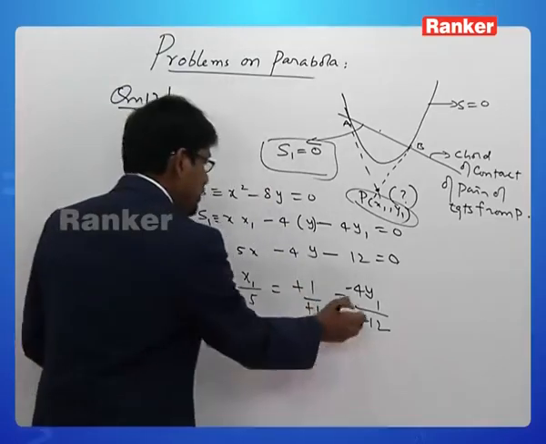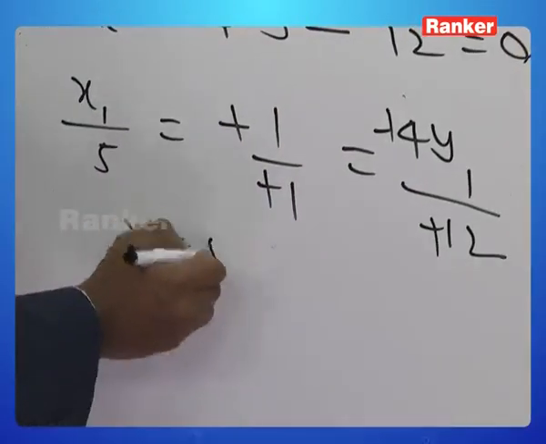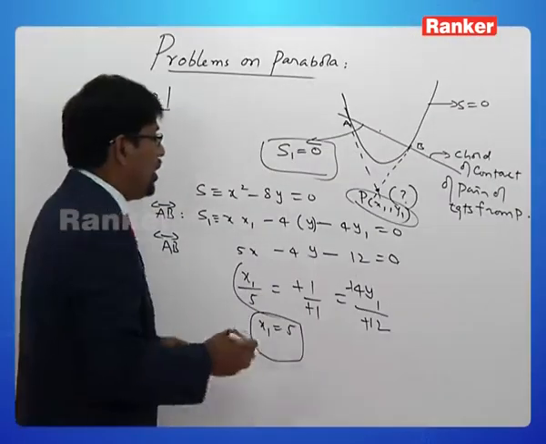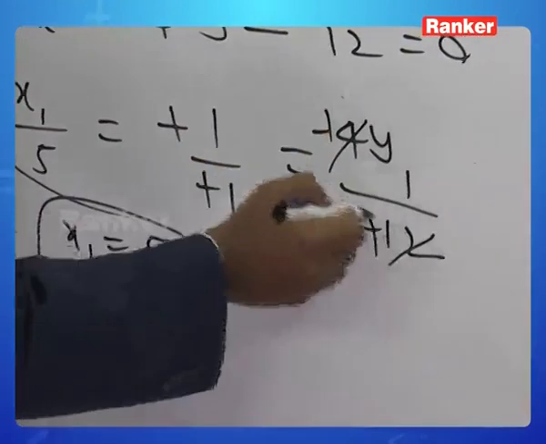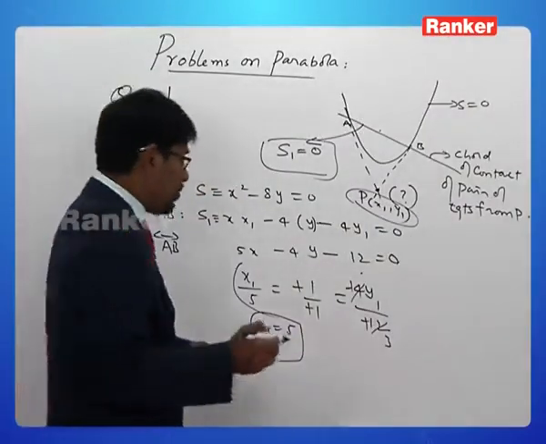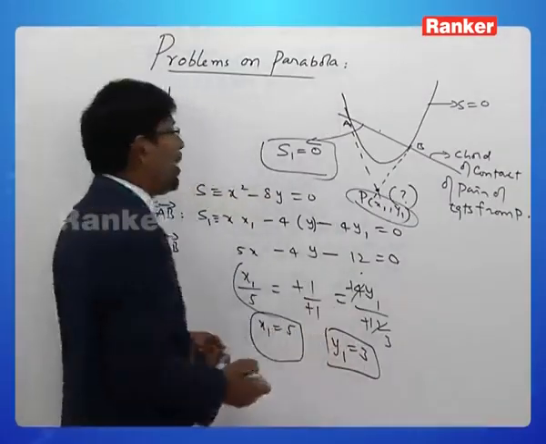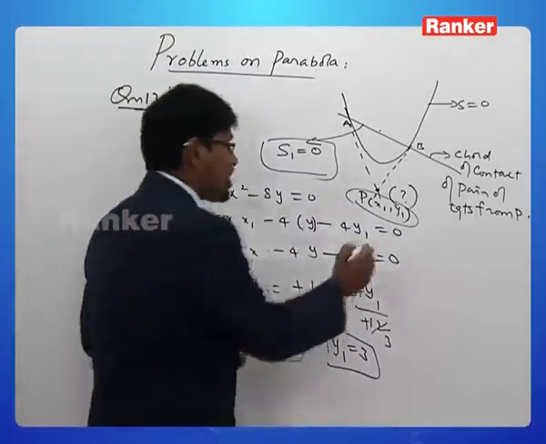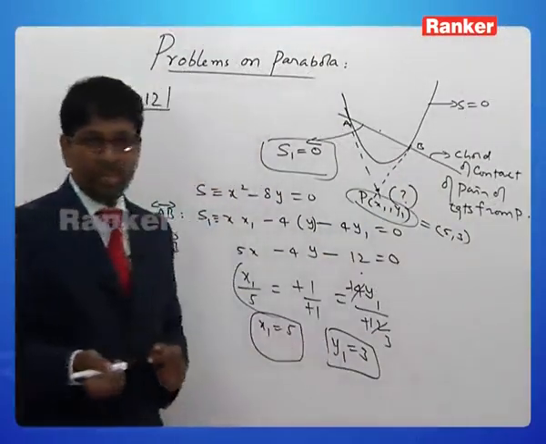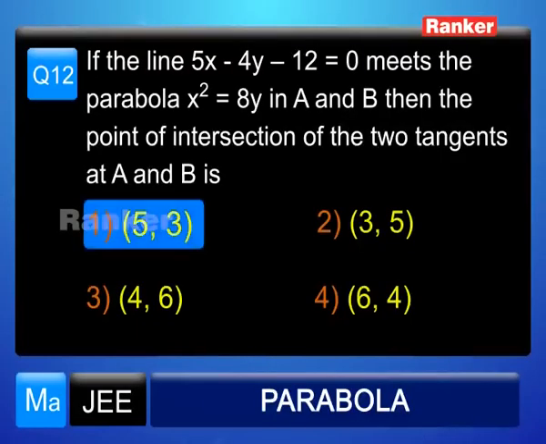So from here it's clear that x1 by 5 is equal to 1, so x1 must be 5. 4y1 by 12 makes it y1 by 3, and y1 by 3 is equal to 1. So y1 is equal to 3. So clearly the point x1 comma y1 must be equal to 5 comma 3. So the right option, as we see, is option 1. Option 1 is the right option.